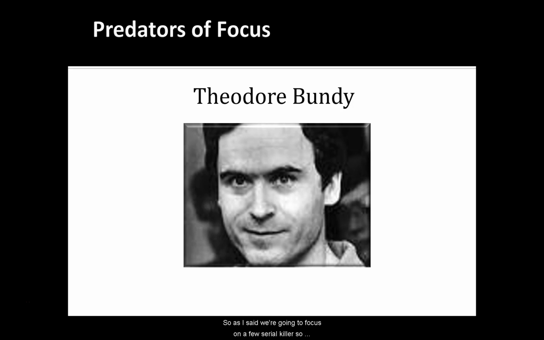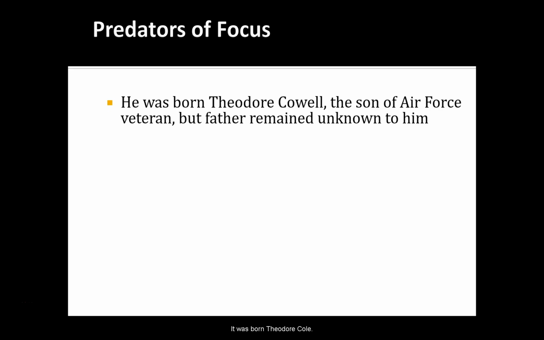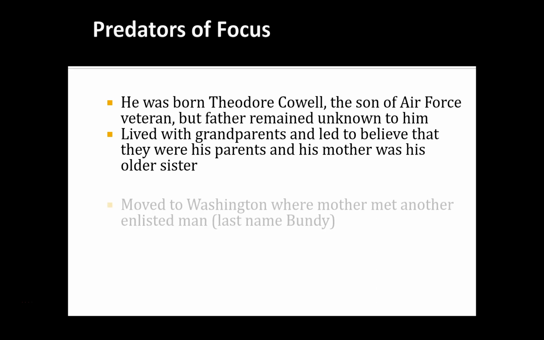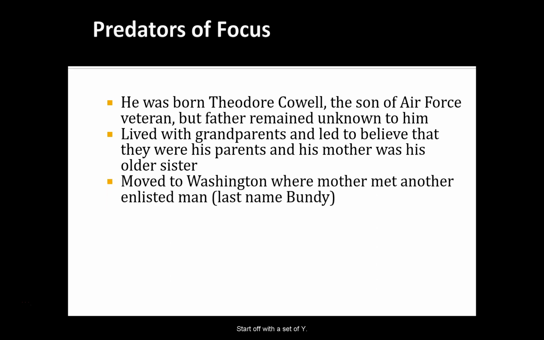So, as I said, we're going to focus on a few serial killers. So let's look at Theodore Bundy. And it might be before some of your times, but it's worth looking into because it's an interesting case file. Ted Bundy. All right. He was born Theodore Cole, the son of an Air Force veteran, but the father remained unknown to him. He didn't know his dad. He lived with grandparents and was led to believe that they were his parents and his mother was his older sister. So, start off with a set of lies.